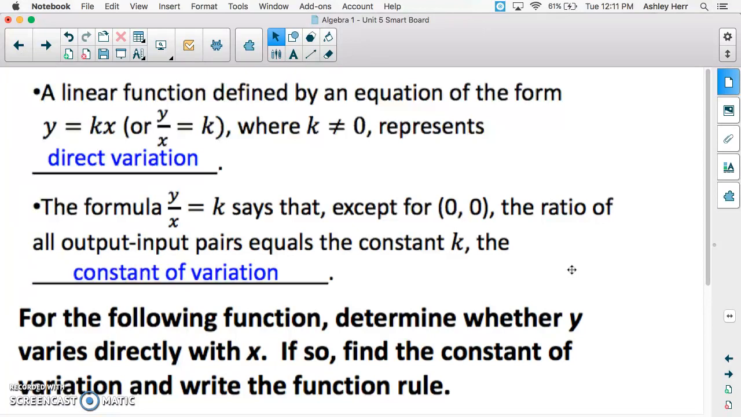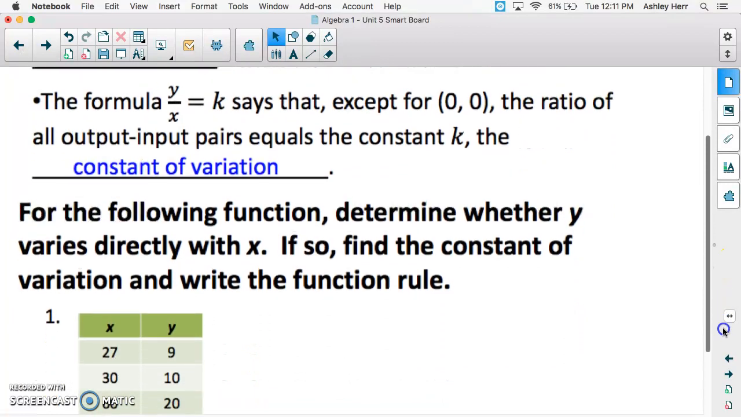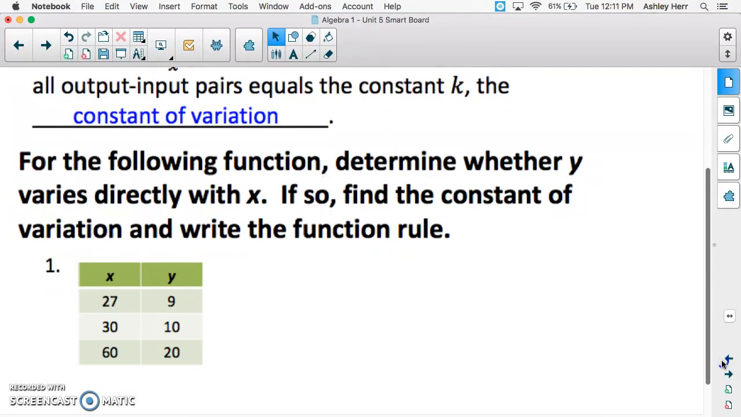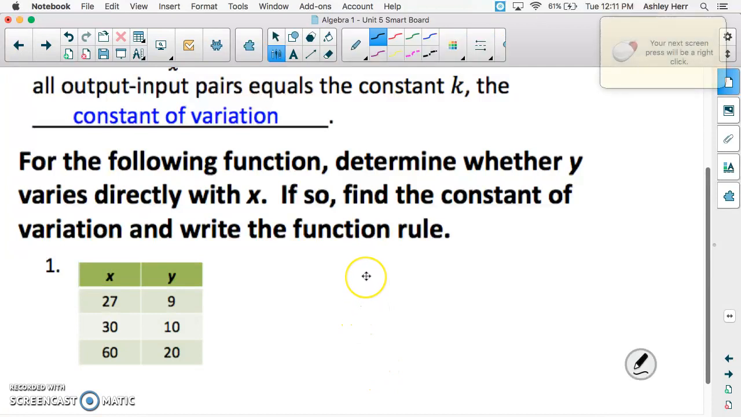Okay, so for the following function, determine whether y varies directly with x. If so, find the constant of variation and write the function rule. So remember, the formula for direct variation is y equals k times x.